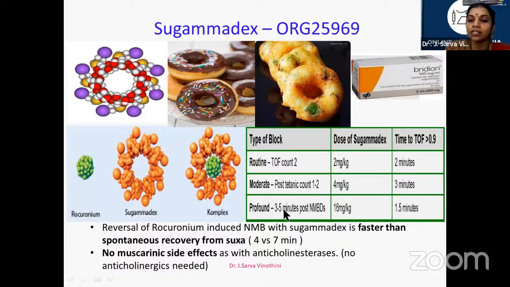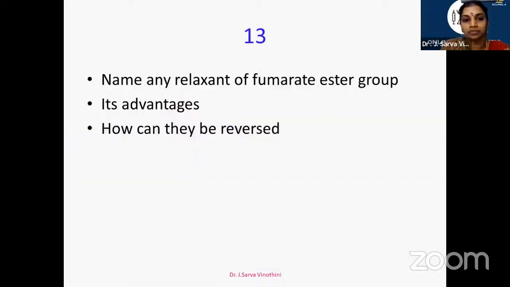So with Sugammadex, rocuronium can even be used in rapid sequence intubation in patients who are suspected to have a difficult intubation. And Sugammadex doesn't have any muscarinic side effects as with anticholinesterases. So we need not co-administer any anticholinergics. The risk of using atropine or glycopyrrolate can be totally averted when we use Sugammadex.